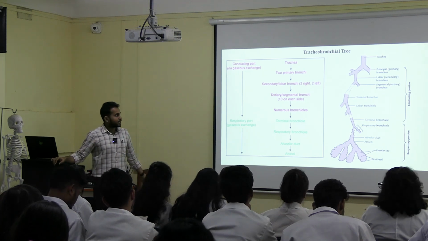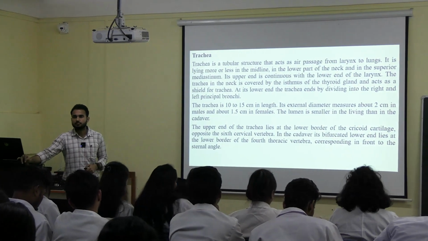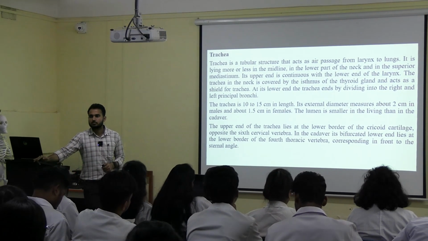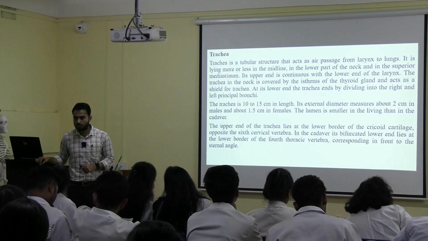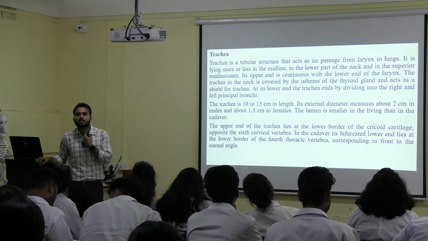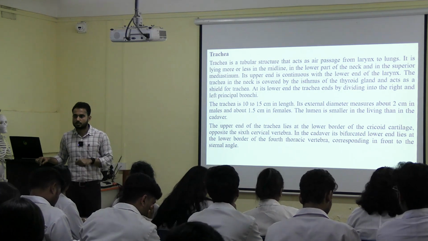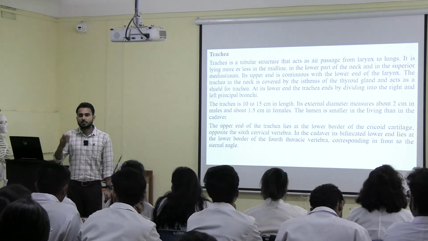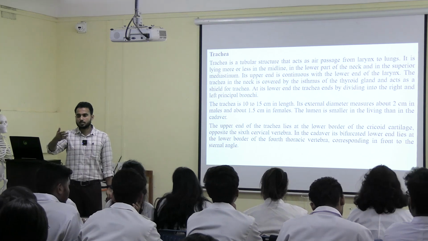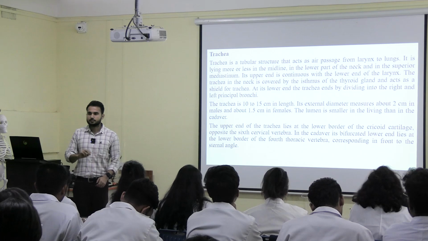Now what do you know about the trachea? From where to where is it extending? Anyone? Trachea is nothing but the continuation of the larynx. Esophagus is the continuation of the pharynx. Trachea and esophagus, what is the relation? Trachea is situated anteriorly, esophagus is situated posteriorly. Don't forget, this is very important.